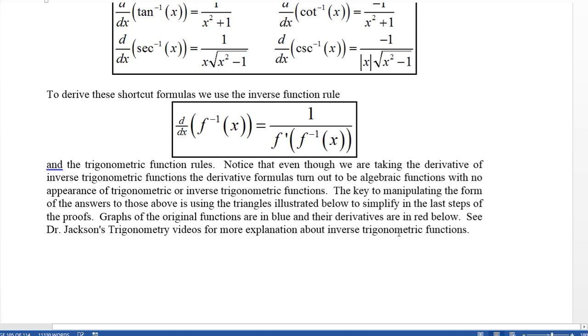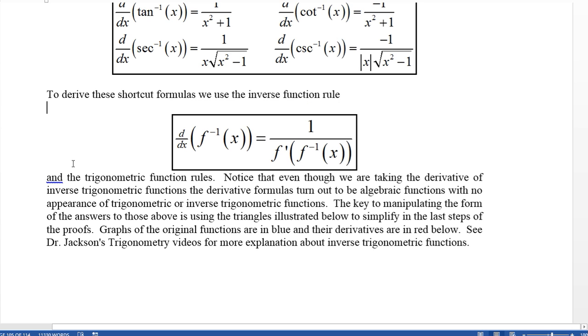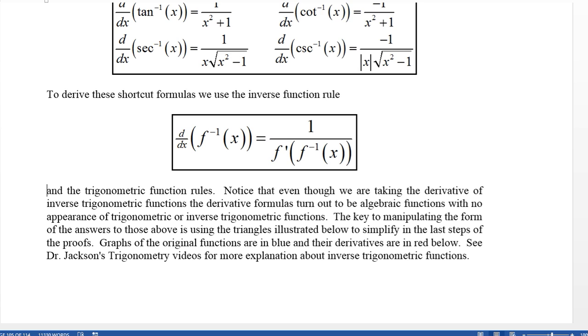Now, before we do this, we need to remember the inverse function rule. And so we're going to use this rule. We derived this earlier. You might go back to our earlier video and recall what's going on here. But the derivative of an inverse function is 1 over the derivative of the original function evaluated at the inverse function. We're going to be using that and then the derivative rules of the 6 basic trigonometric functions and then some other manipulations to help simplify these things. So let's jump right in.